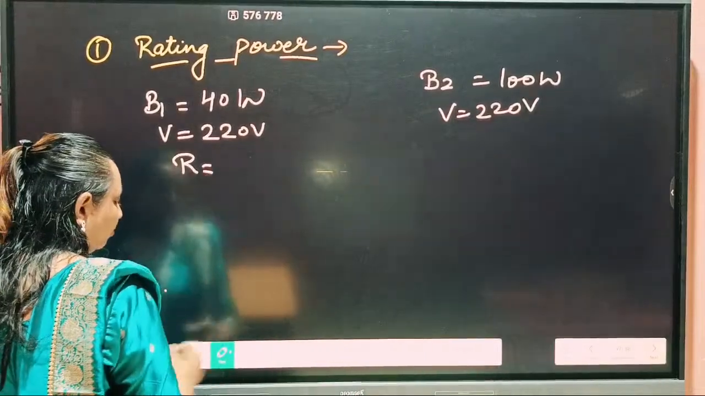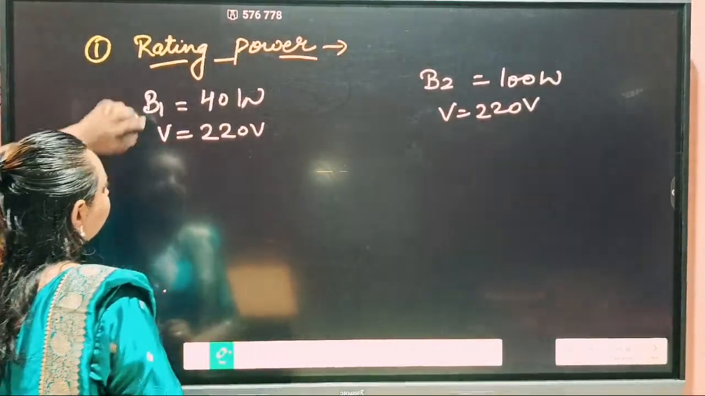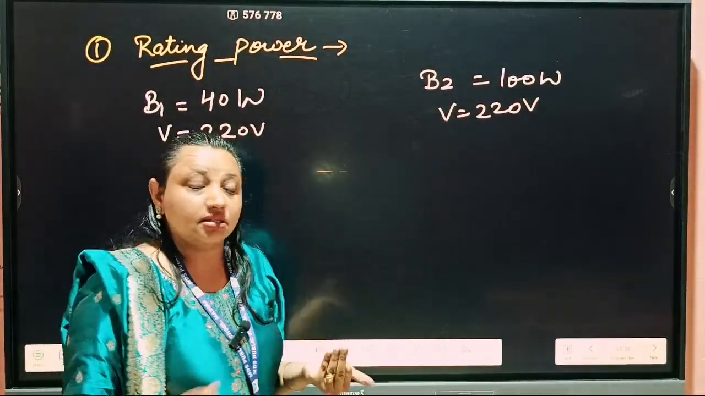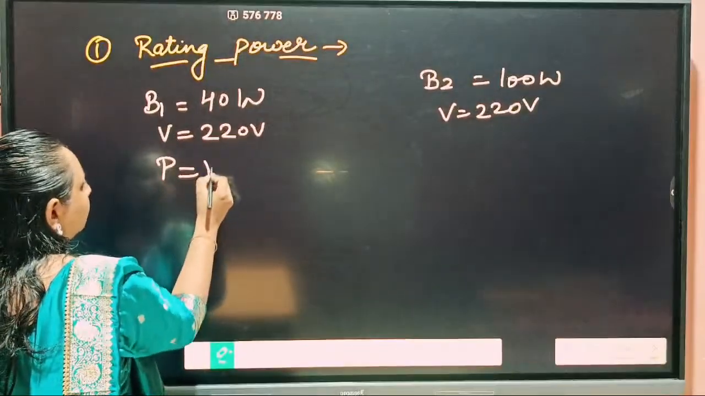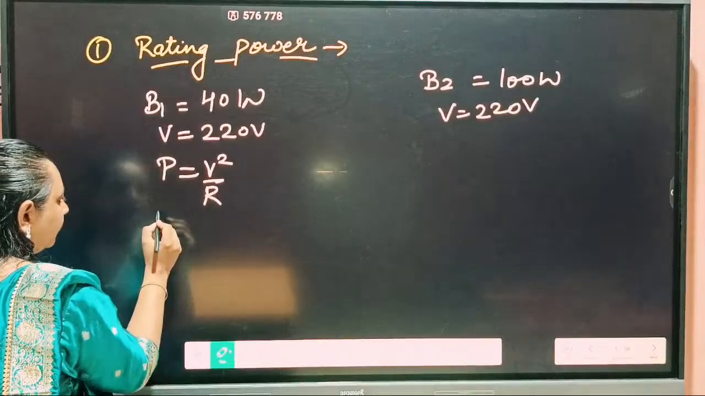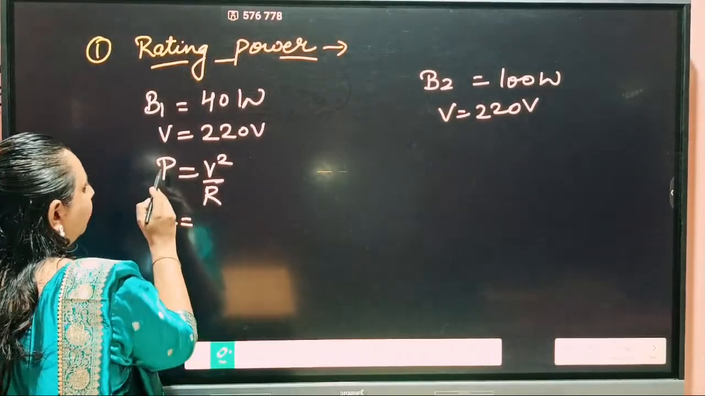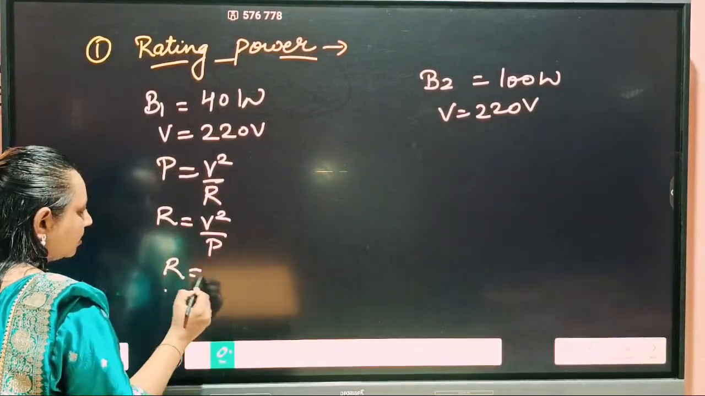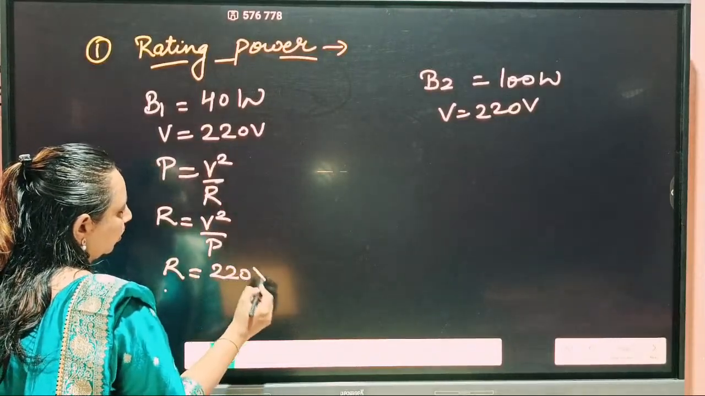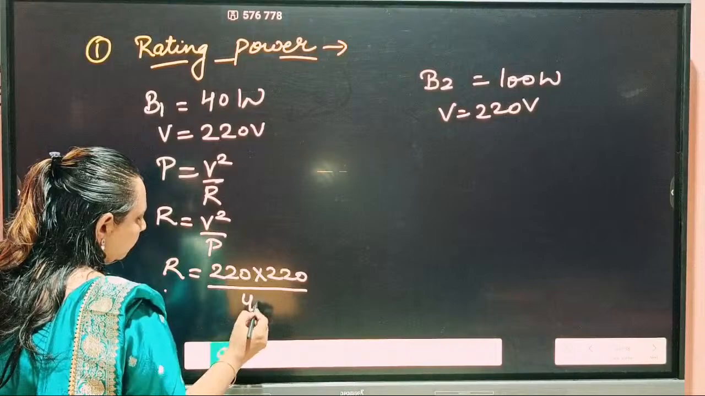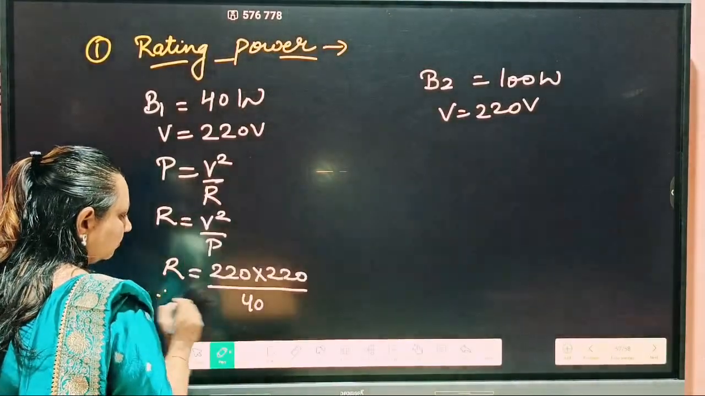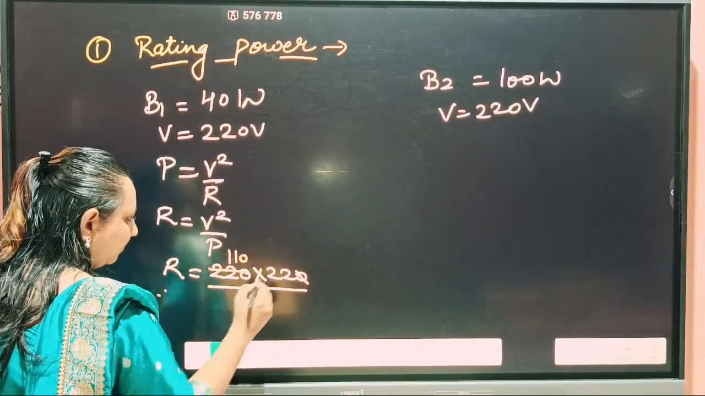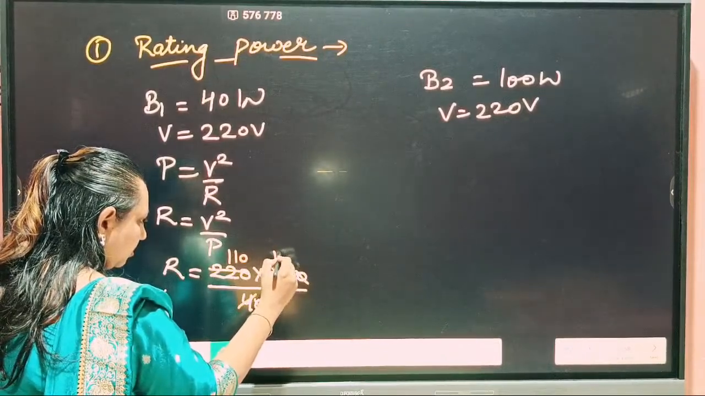So R is equals to, the formula for power: if we are given potential difference V, and we have to find the resistance, then which formula are we going to use? P is equals to V square upon R. So R, we have to find resistance now. We have given power and potential difference. It's V square upon P. So R is equals to 220 square upon power 40. 0 is cancelled by the 0. It becomes 1110 and it's 11.